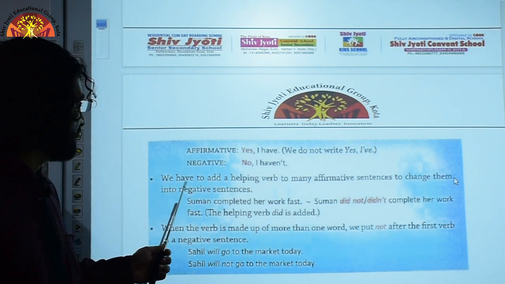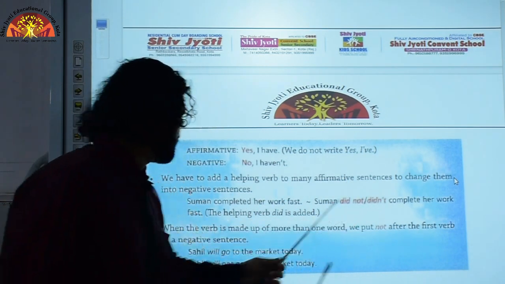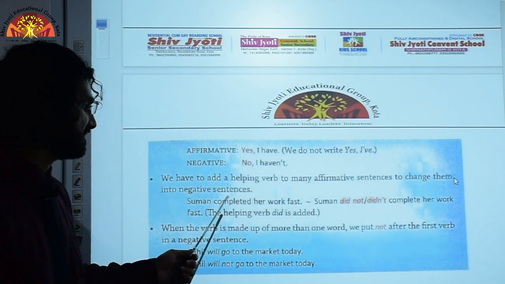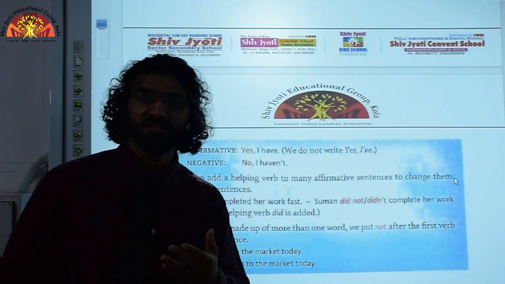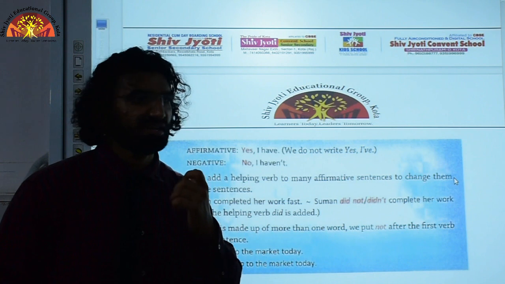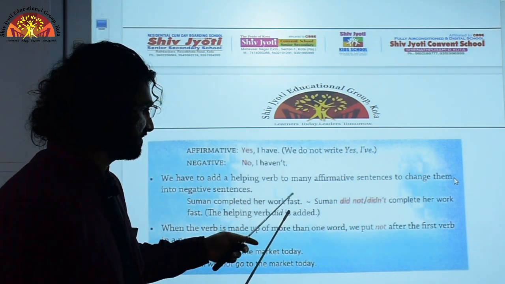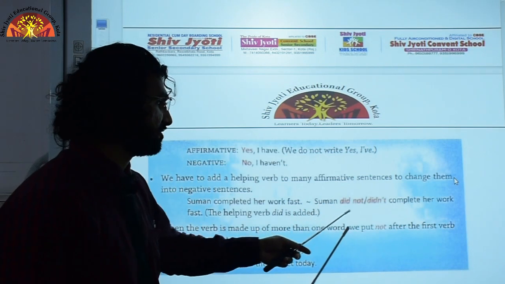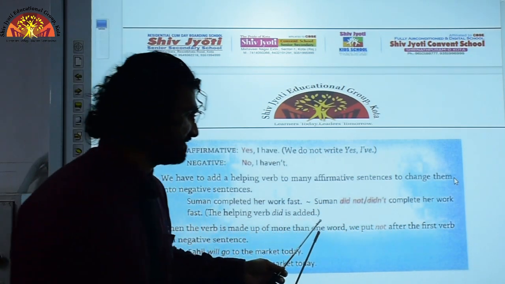So here we have used this contraction, I haven't, for no, I have not. We have to add a helping verb to many affirmative sentences to change them into negative sentences. So if we want to change an affirmative sentence into a negative sentence, we need to add a helping verb. Let's see. Suman completed her work fast. Suman did not complete her work fast. The helping verb did is added.